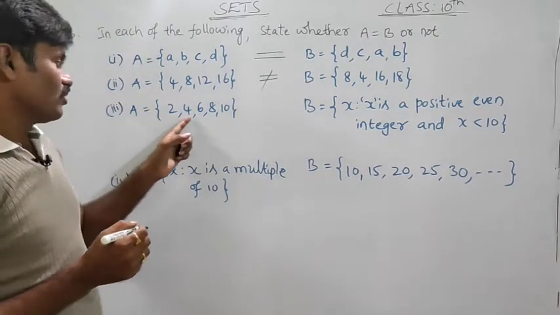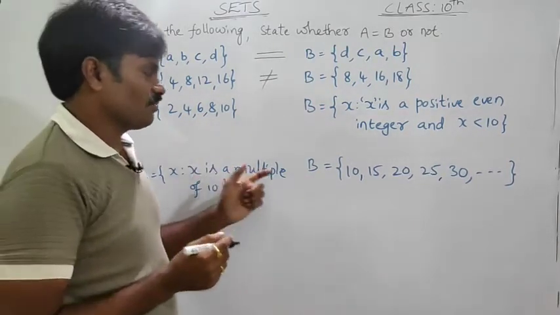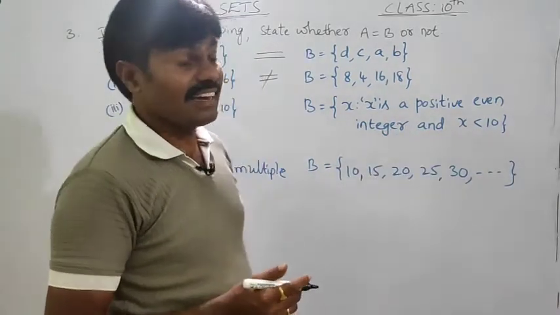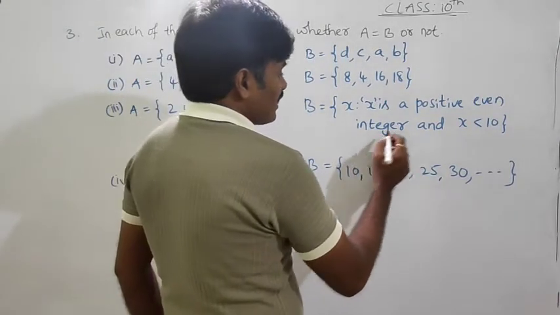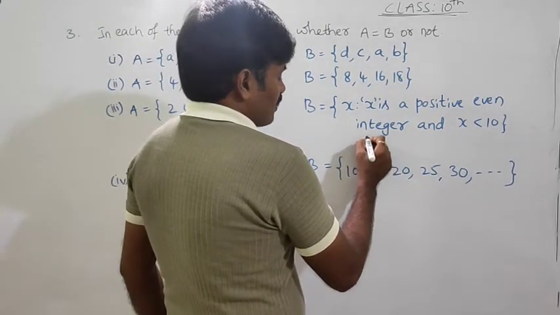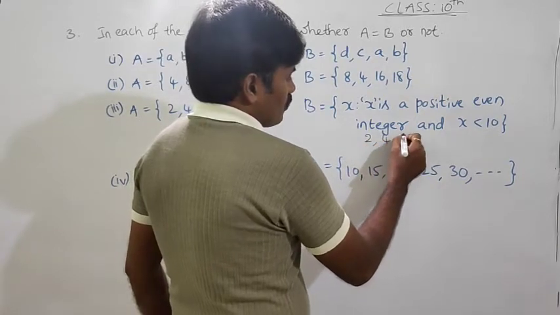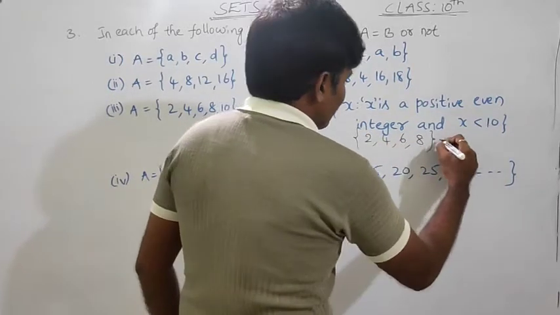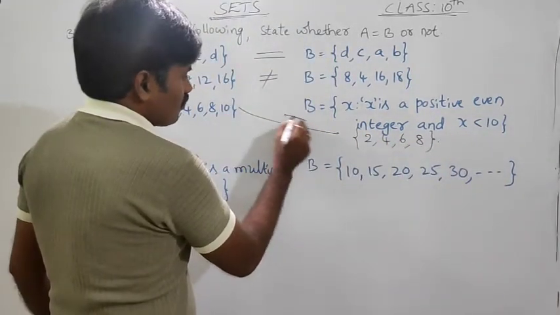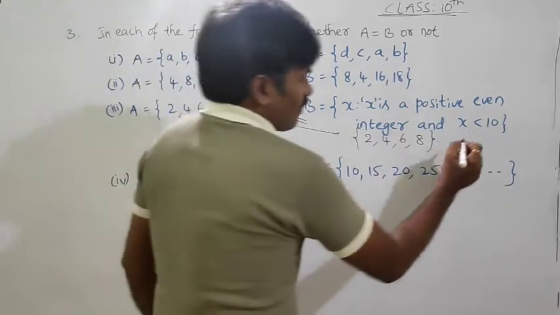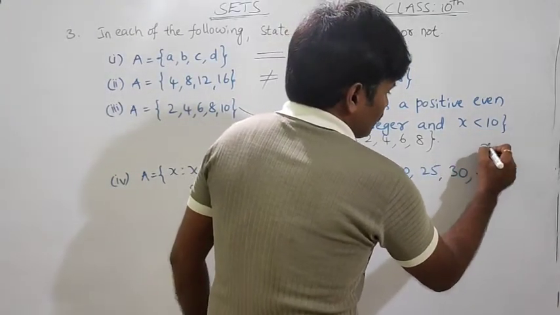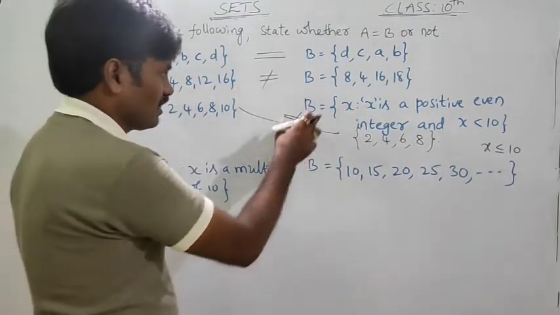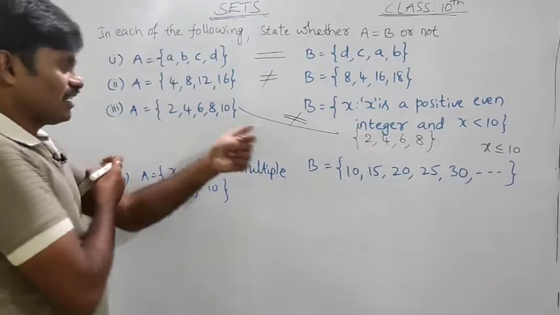Now the third one: A is equal to {4, 6, 8, 10} in list form. And B is given in short form: x is a positive even integer and x is less than 10. What is a positive even integer? It starts with 2, 4, 6, 8. Shall I write 10? No, because they have given x less than 10. So are these equal sets? No, these are not equal. If they had given less than or equal to 10, then these two would become equal sets. But according to this condition, these are not equal sets.